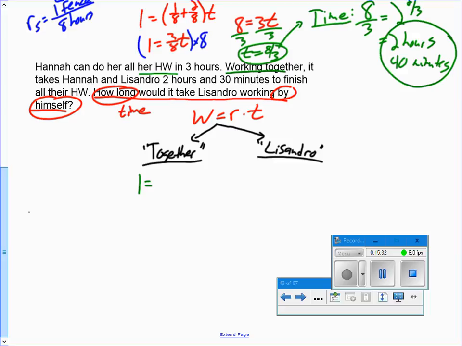So it says working together. It takes them 2 hours and 30 minutes. So for time, this equation takes 2.5 hours, so you can put that in as 5 over 2 or 2.5. What we have to figure out is their rate. So if we look back, we can see that Hannah can do the homework in 3 hours. So her rate would be 1 over 3. Since we don't know how fast it takes Lysandro, we don't know his rate.